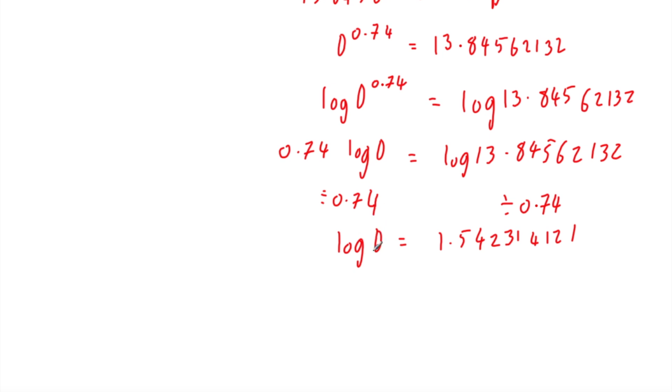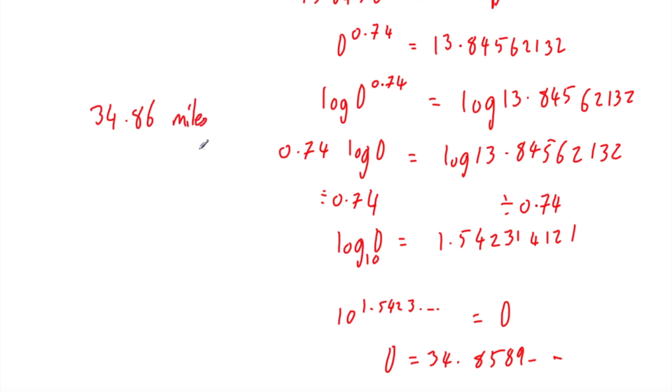So here we've got the log of D. So that's log to base 10 of D is equal to 1.54, and so on. So here we've got the base, the power, and the answer. So the base, 10, the power, 1.5423, and so on. That's equal to D. So if we work out what 10 to the power of 1.5423 and so on is, we're going to find out what D is. On my calculator, I'm just going to do 10 to the power of answer, and D is equal to 34.8589, and so on. And again, we could round that to 2 decimal places, and that would be 34.86 miles.